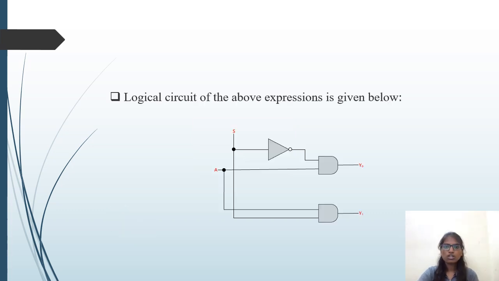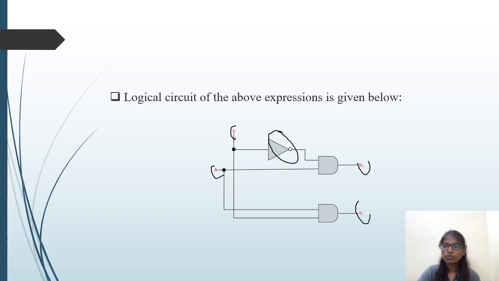Next, this is a logical circuit for the above expression. That is, here we use one NOT gate and two AND gates, and as it is, we'll get one input and two outputs. So Y0 and Y1 are the outputs. Here we are using the NOT gate and two AND gates. Here S is nothing but the selection line and A is the input. Y0 and Y1 are the outputs.